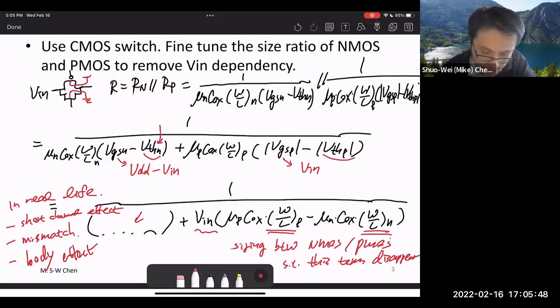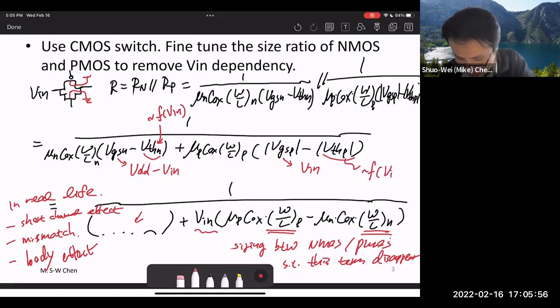So this VTHN is a weak function of Vin, and likewise, this one is also a weak function of Vin. It's kind of a second order effect. If you factor that into the threshold voltage, then unfortunately, even if you do the sizing according to the mobility ratio, you are going to see some dependency on Vin. The bottom line is that the turn-on resistance of that switch still cannot be a flat line.